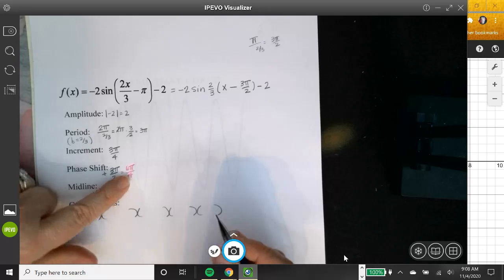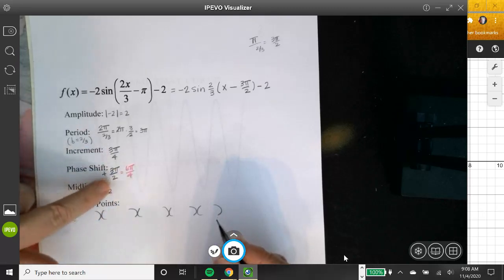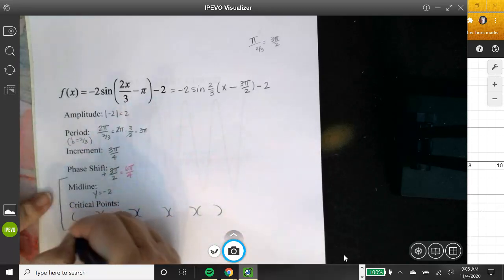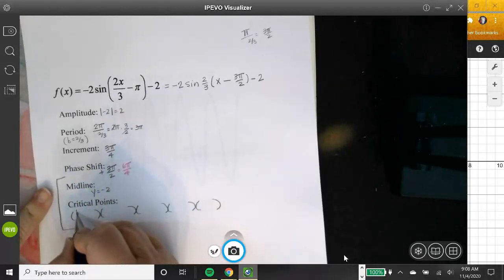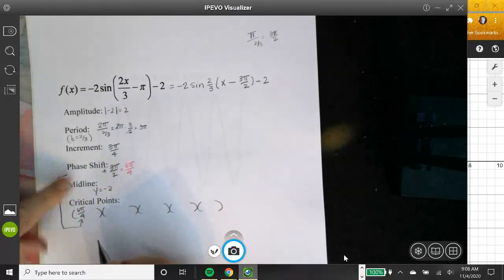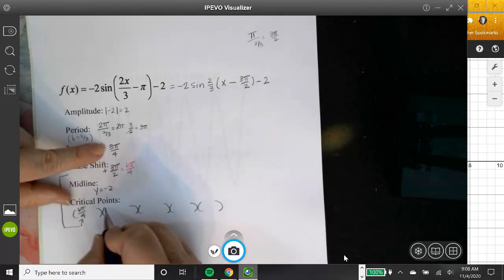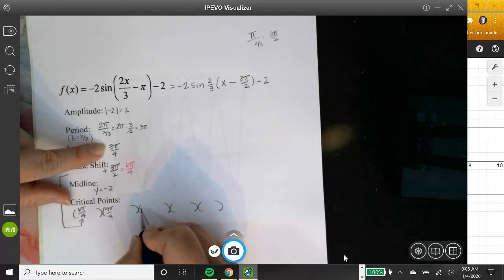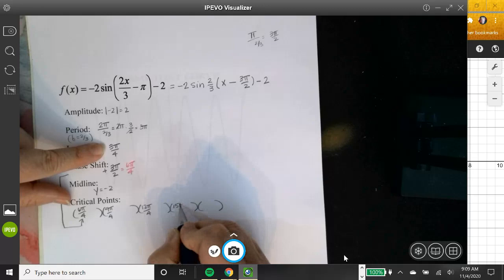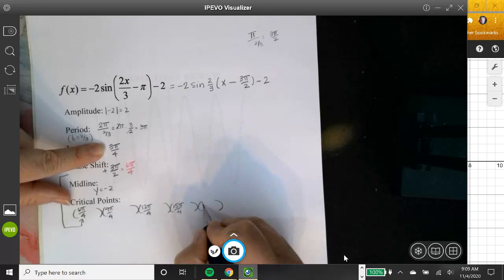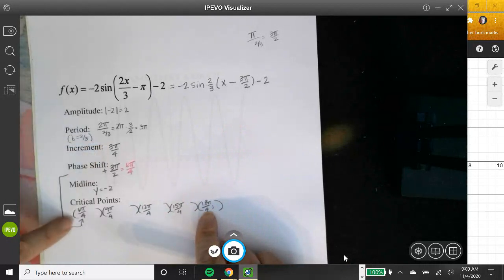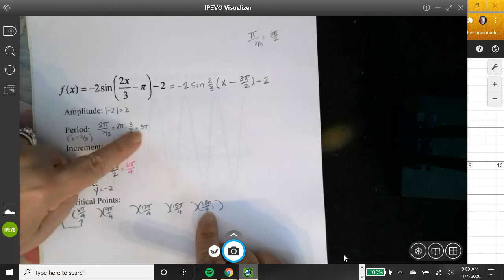Now, why did I do this? Because I knew I was going to be adding an increment to this phase shift, right? Because we're going to start at the phase shift, which is 6 pi over 4. And I'm going to add the increment, which is 3 pi over 4, so that'll be 9 pi over 4. Add 3 more, and that will be 12 pi over 4. Add 3 more, that's 15 pi over 4. Add 3 more, that's 18 pi over 4. Now let's see if we're right. 18 pi over 4 minus 6 pi over 4 is 12 pi over 4, which is 3 pi, which is what I expected.